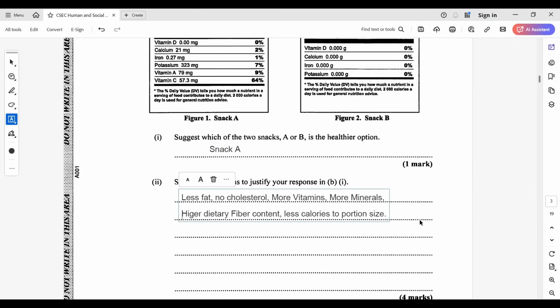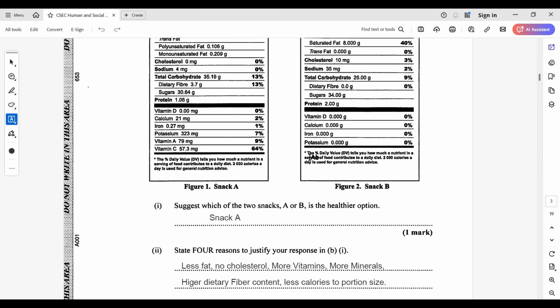We see that even something such as dietary fiber, look at it. In snack A, it's 3.7 grams or 13%. In snack B, 0. You need fiber in your diet. Yeah, vitamins B, A, C. This one, vitamin D, it's still 0%, right? So it has no A and C. So vitamins valuable. Look at minerals. It has calcium, it has iron, it has potassium. This one, it's written with calcium and iron and potassium, but they are 0, 0, 0.